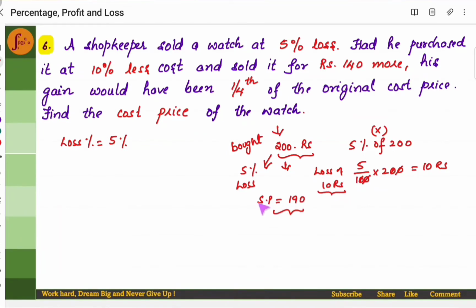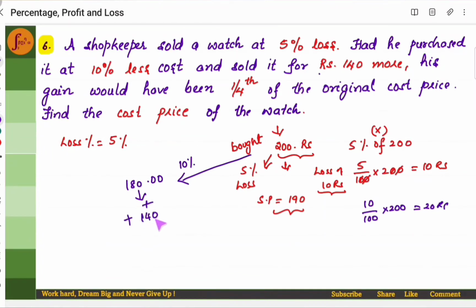Now what he's thinking is, had I purchased it initially, instead of 200 rupees, at a lesser cost by 10%, what is 10% of 200? 10% of 200 is 20 rupees. Now, if he had bought it at a lesser cost by 20 rupees, that is 200 minus 20, he bought it at 180 rupees. Had he bought it at 180 rupees and then, while selling it, added an additional 140 rupees, that is 180 plus 140, which is 320.